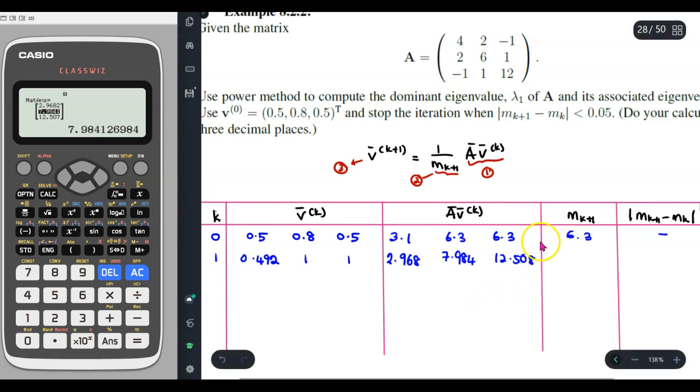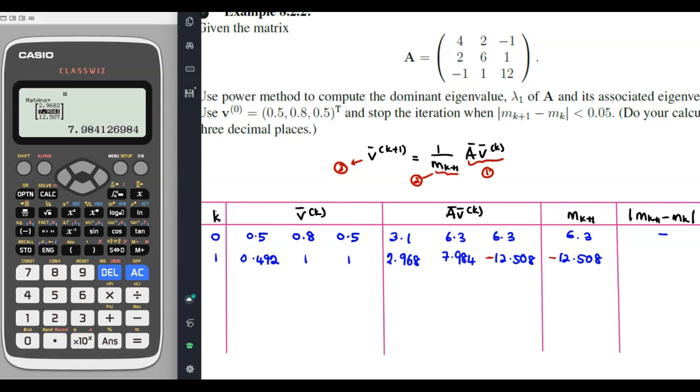Okay, now repeat again step number 2 here. Mk plus 1 is determined by looking at the largest element out of these 3 elements here. In terms of absolute value, it is 12.508. I want to draw your attention to this part here. Let's say, instead of positive 12.508, you have negative somehow. When it comes to mk plus 1, in terms of absolute value, you have positive 12. But when it comes to writing, you need to take the actual sign if you have negative somehow. So I hope you're clear on that.